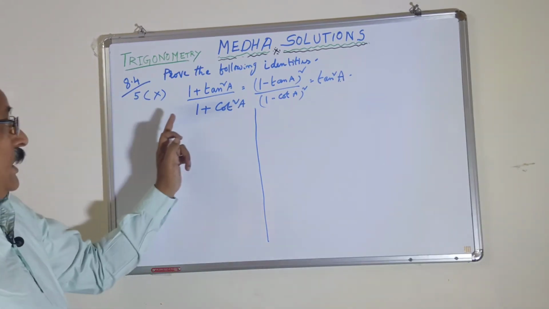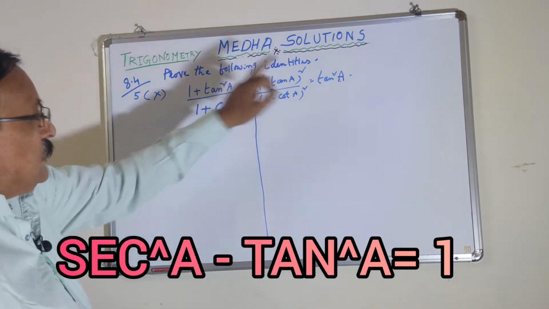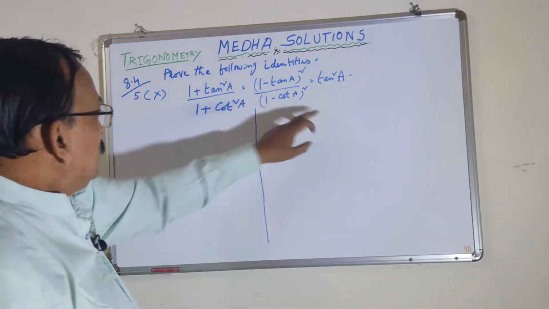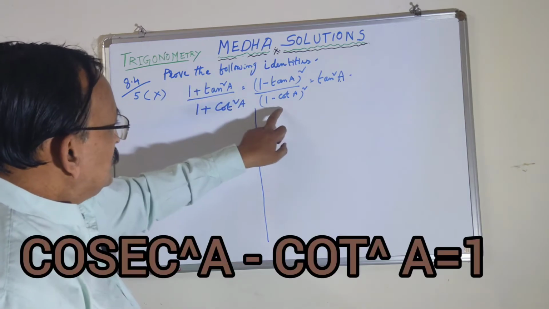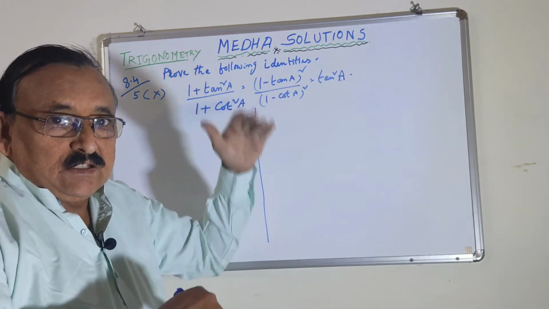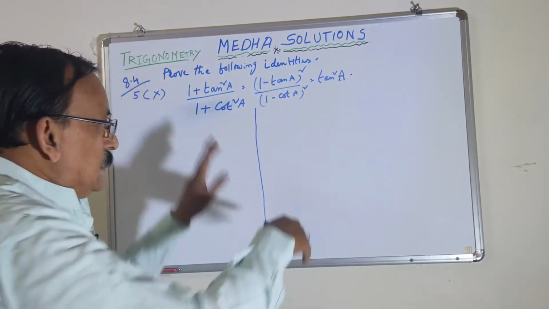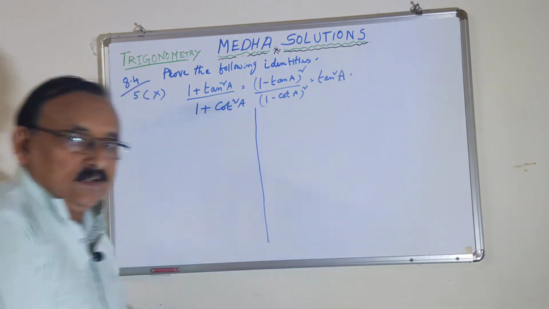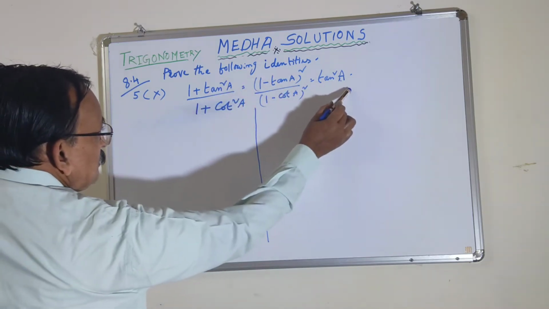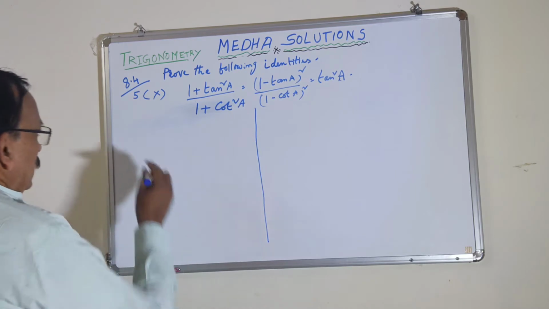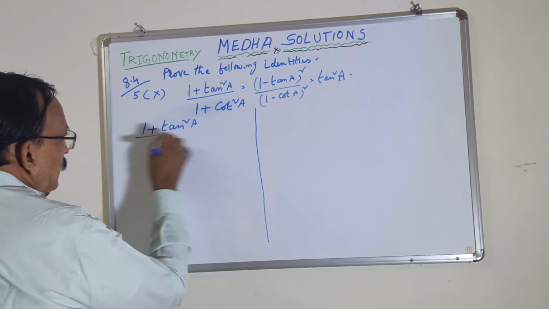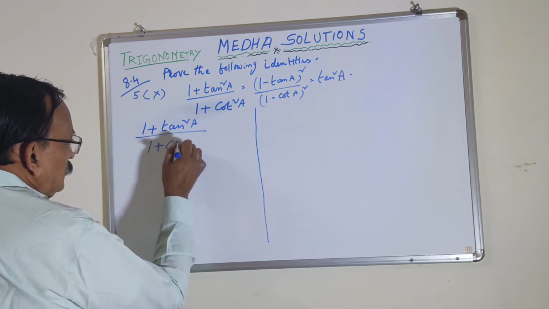Now we have to prove the following identities. See, here 3 terms are there. This whole term is equal to this term is equal to this term. In previous bits, 1st to 9th, only 2 things will be there, left hand side and the right hand side. Now here we have to prove that this whole thing is equal to tan square A. Now we are writing here 1 plus tan square A by 1 plus cot square A.